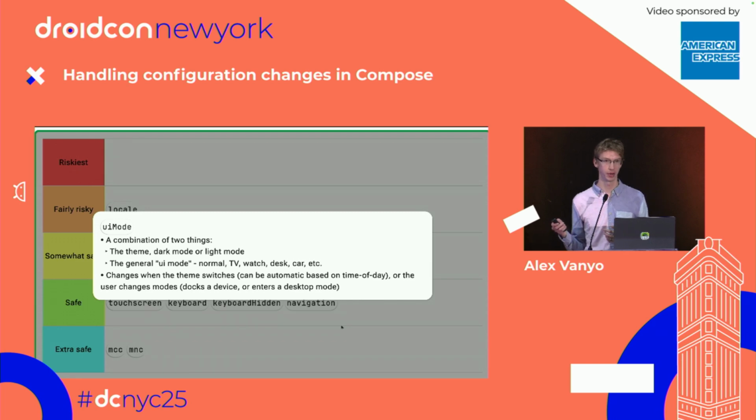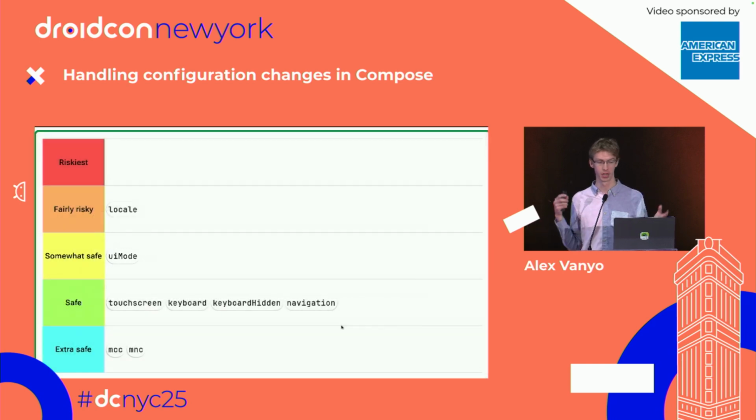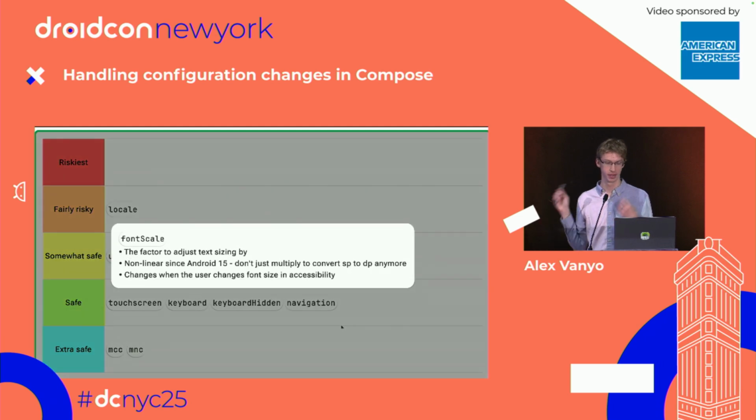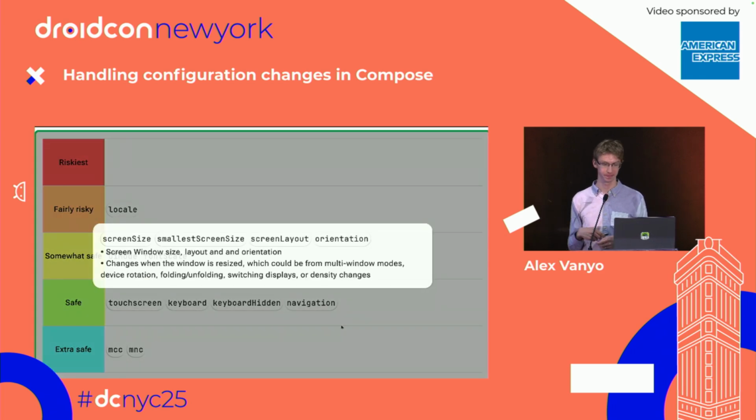They're not super tricky to handle, but also a lot of things are based on this, so I'm putting this somewhere in the middle. Next, font scale. This is the factor to adjust text sizing by. Note, this isn't linear since Android 15, so this isn't just a multiple that you can use to convert. And this will change when the user changes the font size in accessibility. This one is fairly localized to text, but is also very important to get right. So I'm putting it somewhere in the middle here.